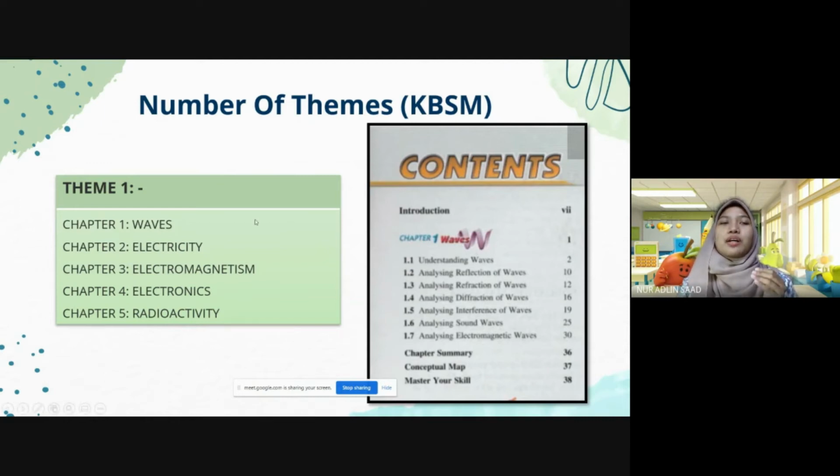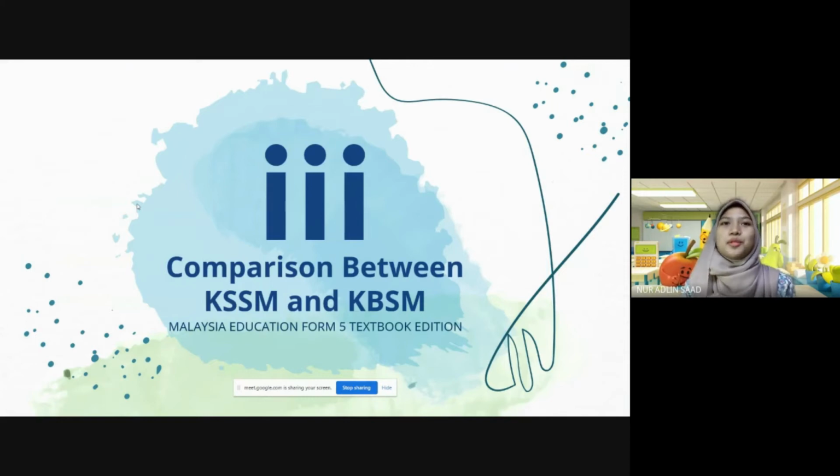In the content of the KBSM textbook, there are 5 chapters, which is waves for chapter 1, chapter 2 is electricity, chapter 3 is electromagnetism, chapter 4 is electronic, and chapter 5 is radioactive. Next, the comparison between KSSM and KBSM. Here I will clarify the confusion and differentiation between KSSM and KBSM.